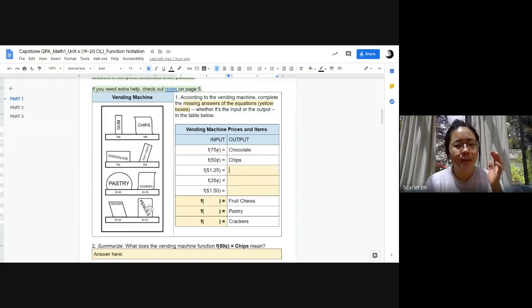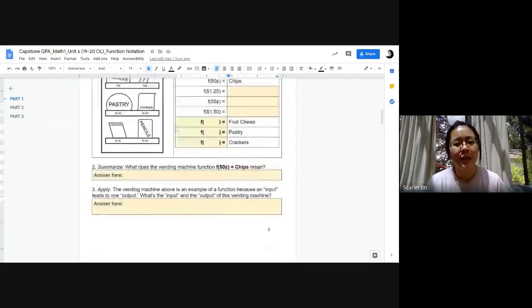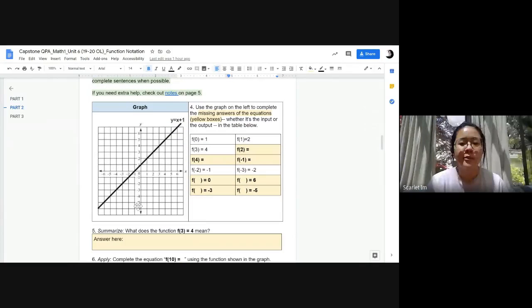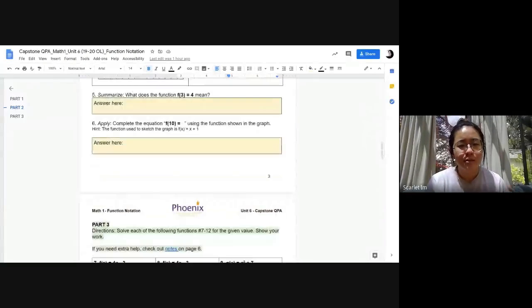So I have this vending machine on the left, and it's telling me that to get gum, it costs 35 cents. If I want to get fruit chews, it's 90 cents. And if I wanted to say, let's get pencils, it's $1.50. So using that information, you want to fill out this table. Two is the same idea. You're using this graph to fill out this table and answering questions 5, 6.